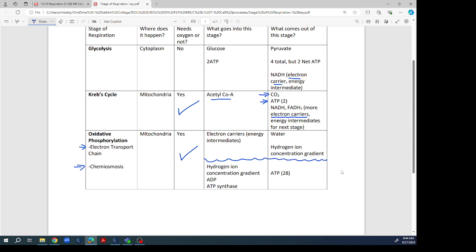So the electron transport chain needs electrons. It's going to make a hydrogen ion concentration gradient, and it's going to make water. The chemiosmosis is going to use that hydrogen ion concentration gradient, and I've never put that in there before, but you could. That's an example of something you could add. Somebody, I think, convinced me to add it in there on this one another time. We need ATP synthase. You need that enzyme, and the big payout is the ATP molecules.